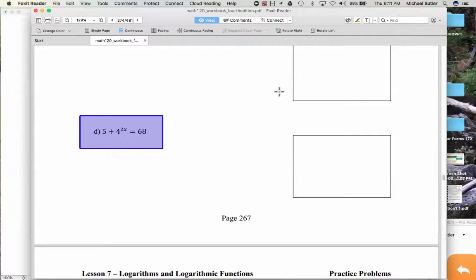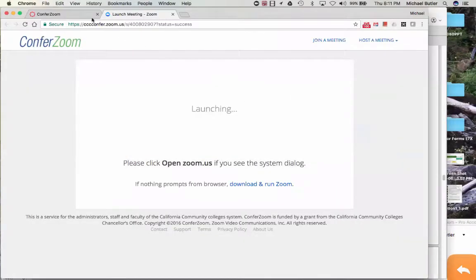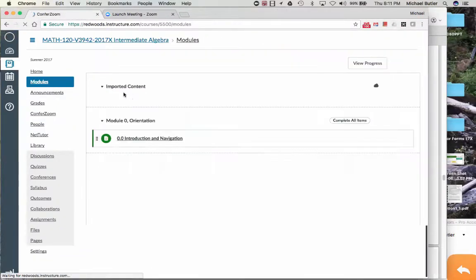So let's go open that up. Let's go get that thing open. While you're opening that up, I'm getting my scratch paper. Yeah, no problem.